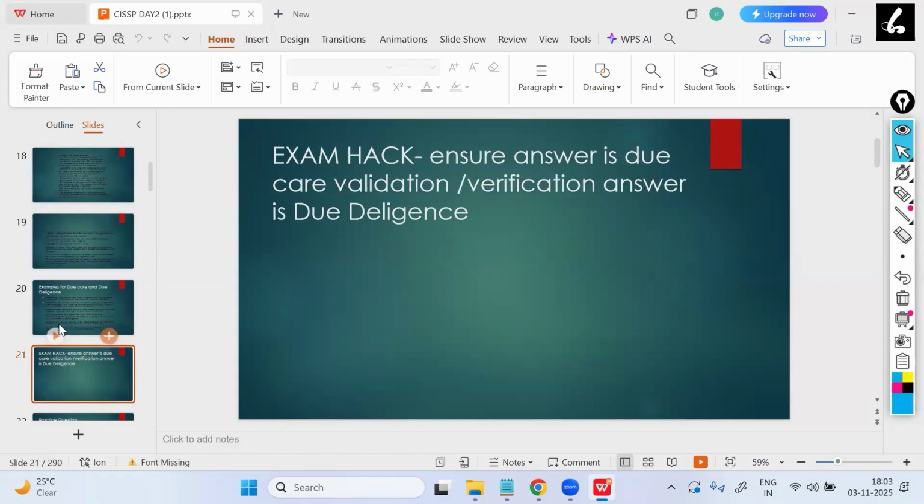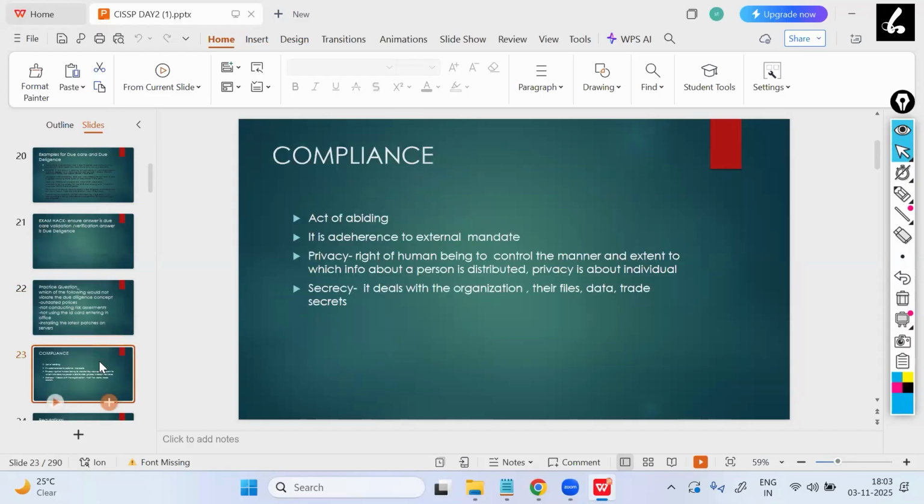Validation. Ensure, the answer is due care. Validation, verification, the answer is due diligence. So that's a keyword. If you see ensure, it is about due care. If you see verification, analysis, validation, compliance.